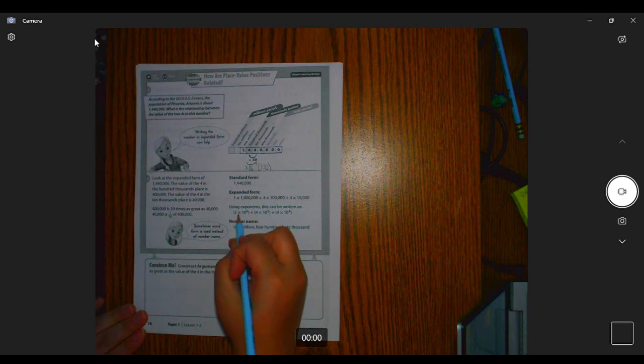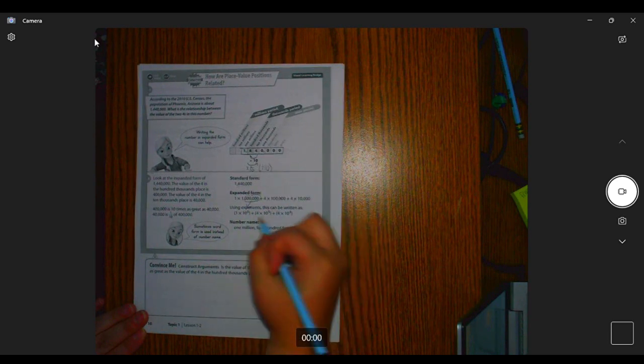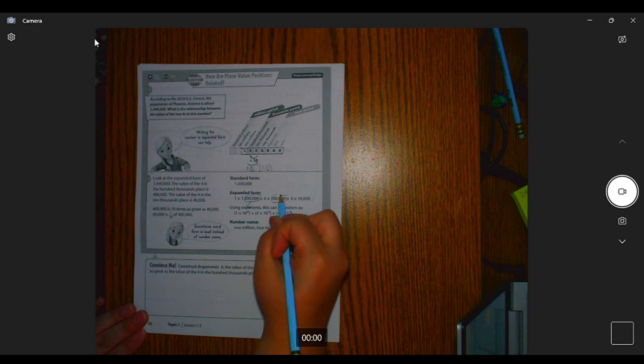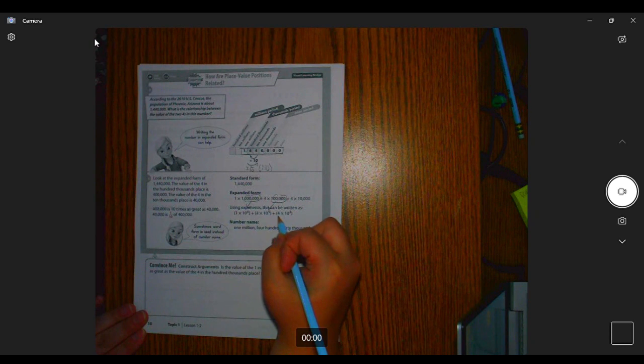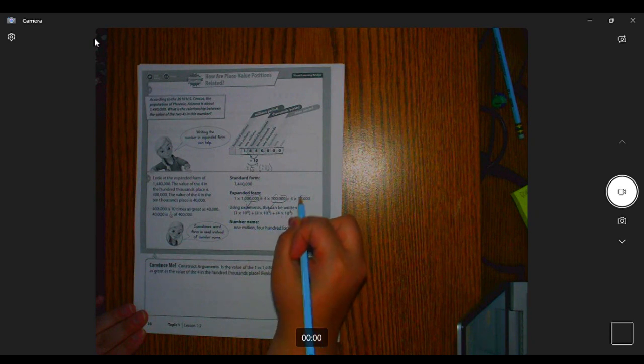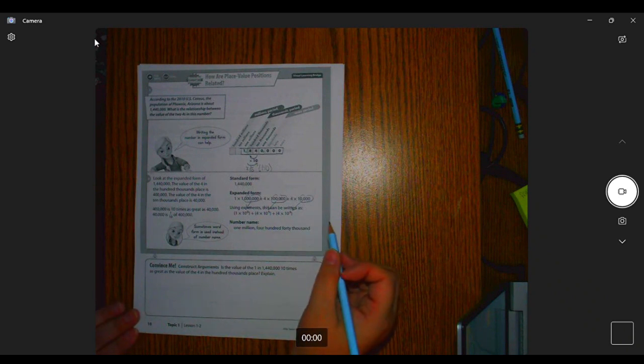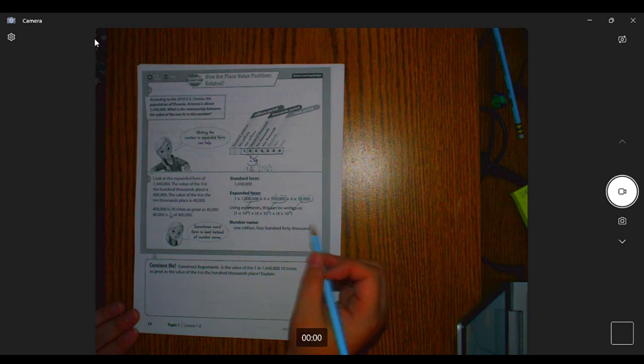1 times 10 to the 6th, I have 6 zeros. 4 times 10 to the 5th, there's 5 zeros. 4 times 10 to the 4th, I have 4 zeros. So again, I am multiplying by tens, so the exponent tells me the number of zeros I'm going to have.